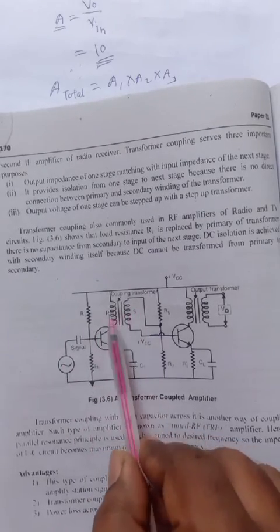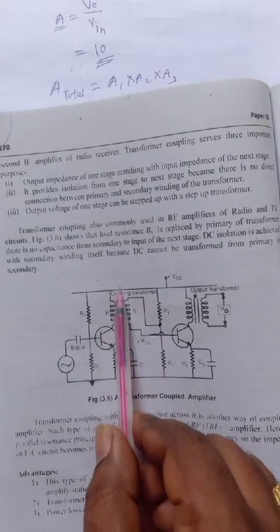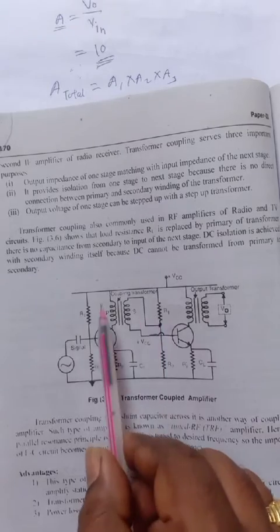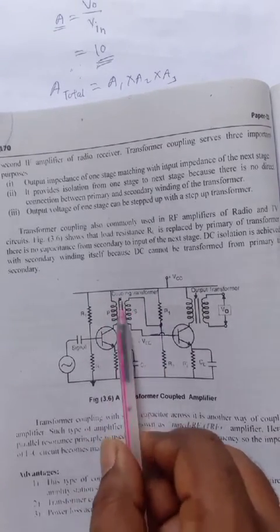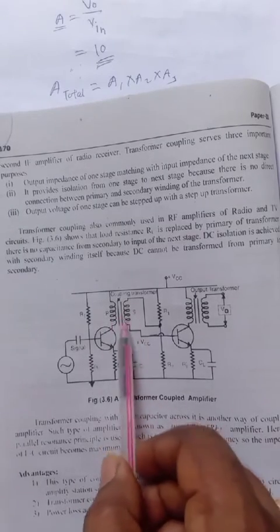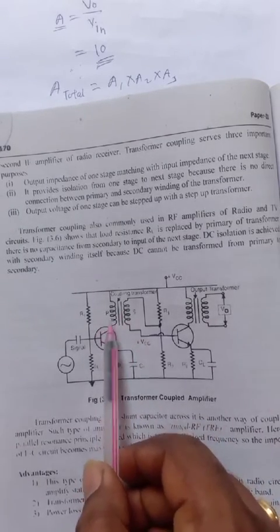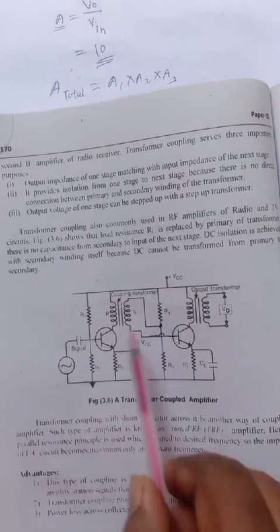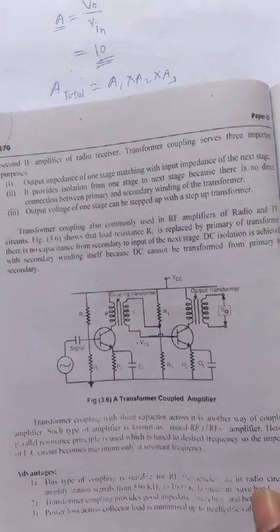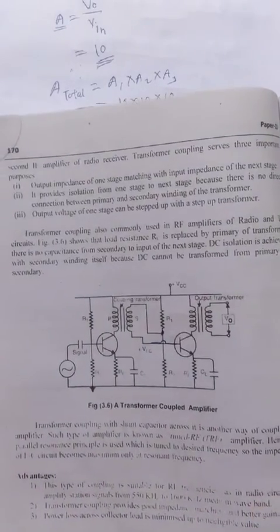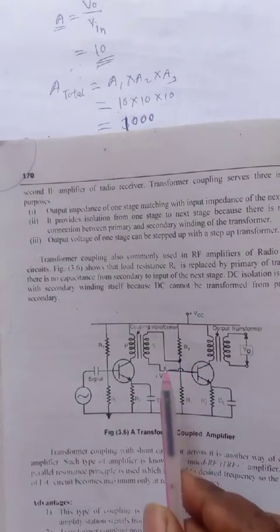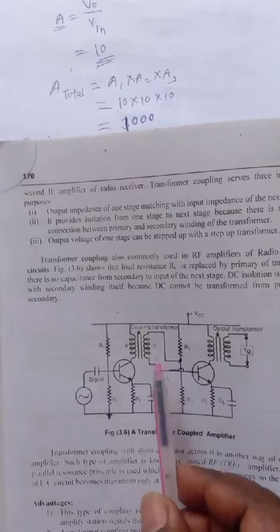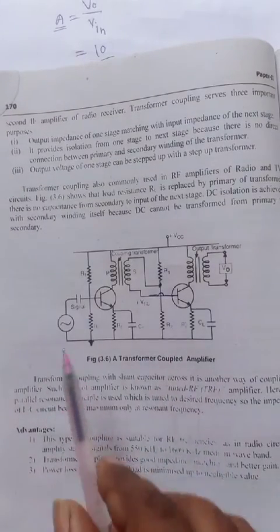There is no physical connection between these, so there is no DC current flow from this stage to this stage. This is totally isolated, there is no contact between them. This is the primary and this one is the secondary of the transformer. Such an arrangement is used for two or three purposes. The first is impedance matching. We know the maximum power transfer theorem.